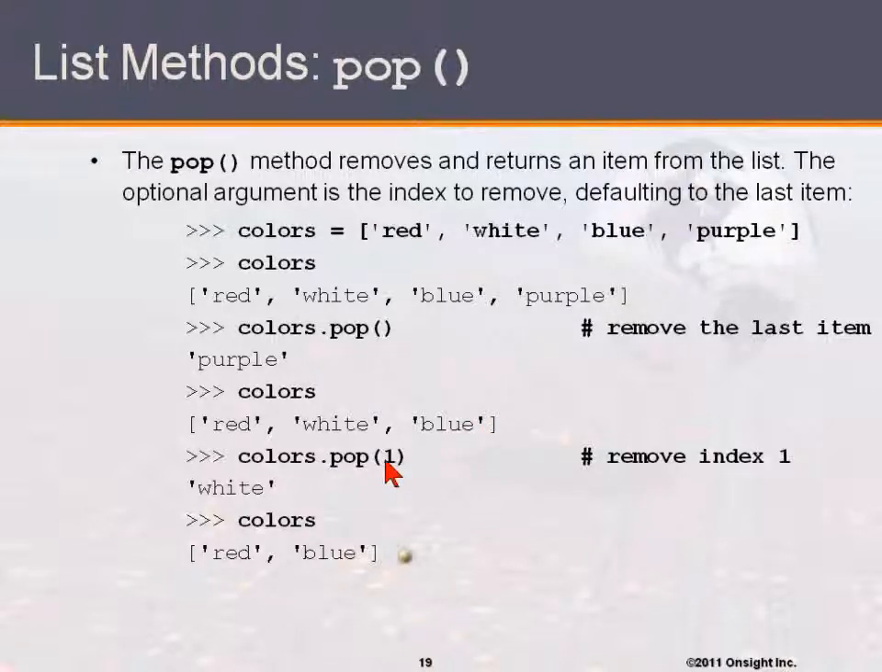So if we do colors.pop(1), this is going to remove the first item, white. So we see white removed, and sure enough, white has been removed from the list. So pop physically removes the item and returns it back, and by default removes the rightmost item.